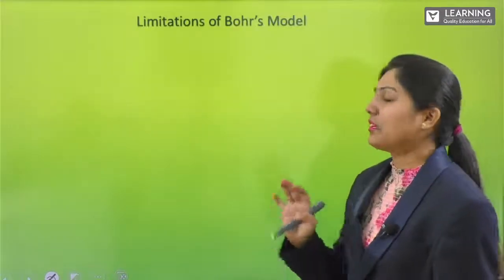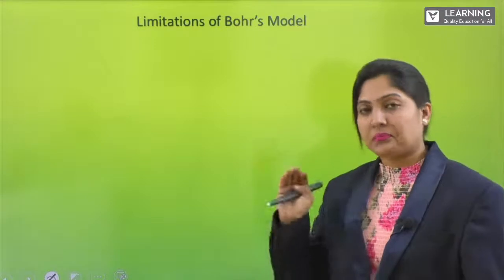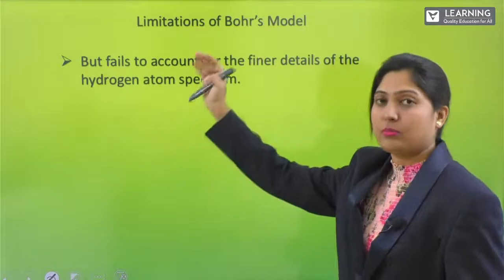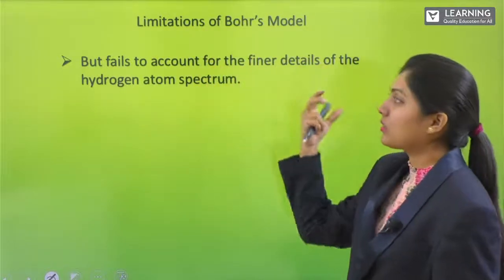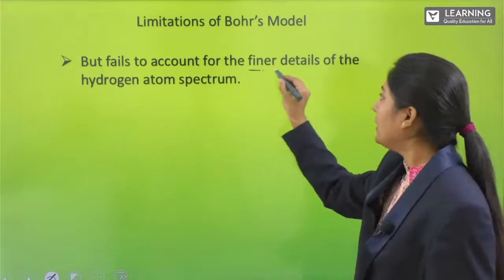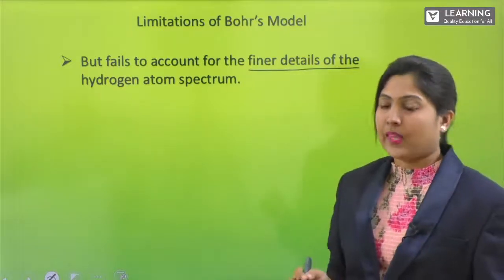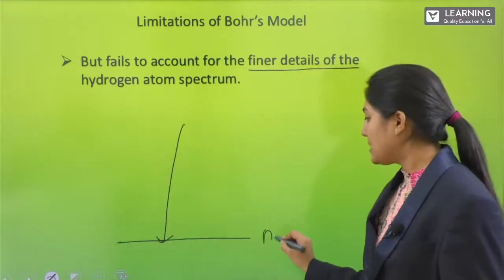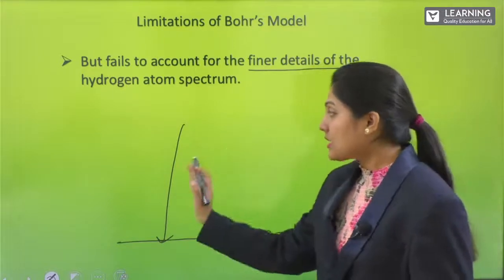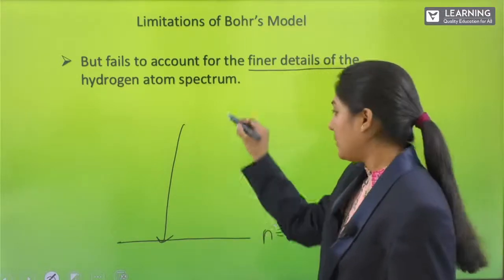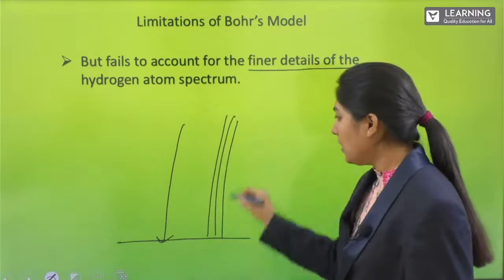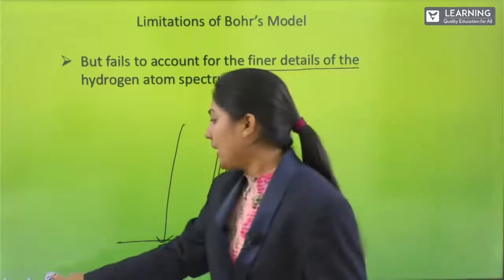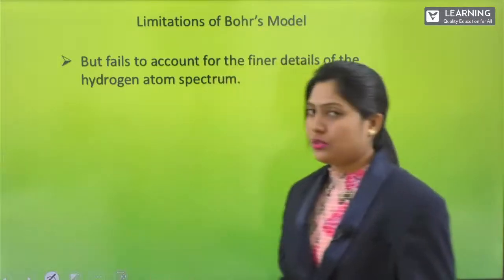Whereas the demerits or limitations of Bohr's model, what he didn't explain. Bohr fails to account for the finer details of the hydrogen atom. As we say, the electron which is jumping to the first orbit, n equal to 1, this again has small portions. For example, if I take Balmer, it will have small lines which are splitting. That was not explained by Bohr. And so, we say that is a limitation of Bohr.